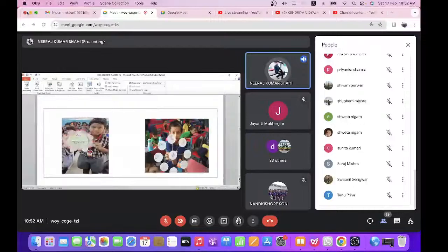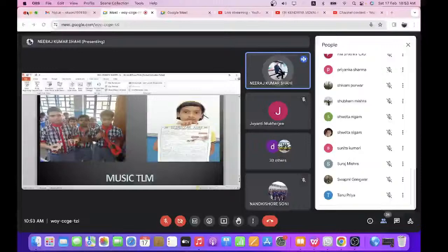And I want to include one point over here. For the Viramchinh, students also used clay to make the full stop and different signs, whatever the students can make. So this is a picture for the music TLM. Students made the instruments we use in our assembly. They made some pictures and some 3D models of the instruments.